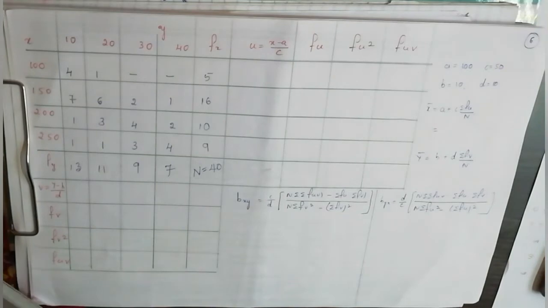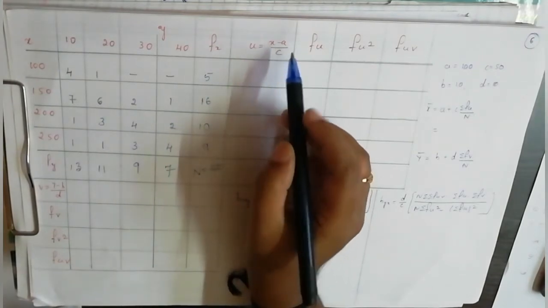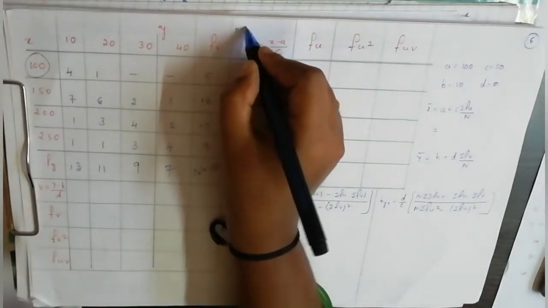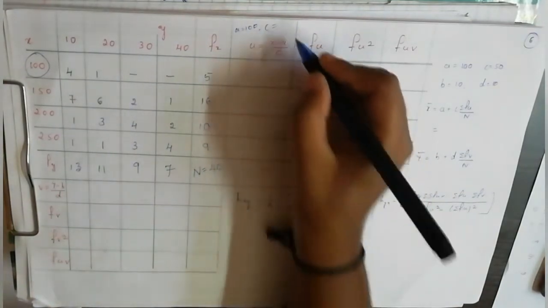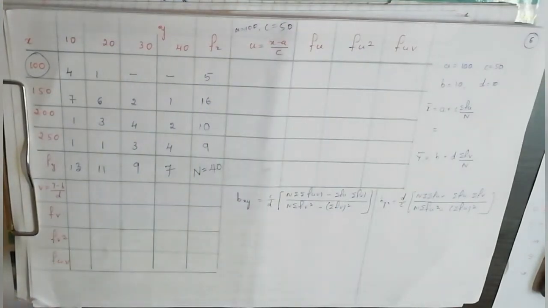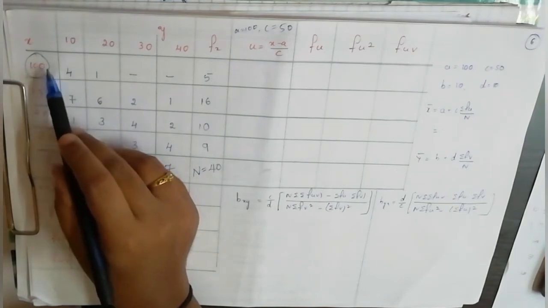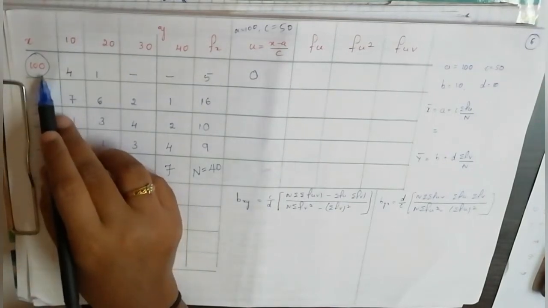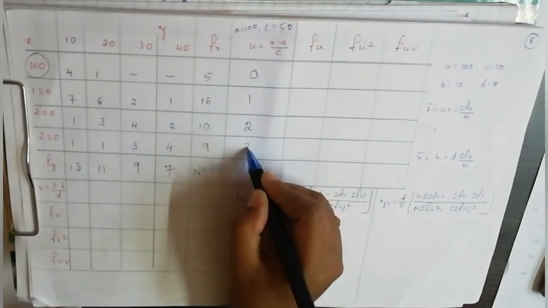So now we'll find u, that is u is equal to x minus a by c. Okay, so I will take a as the first value of x, that is 100. And what about the width, students? Here the width is 50. So c is equal to 50. So now we'll find the u value. So first x value is 100 and a is also 100. So 100 minus 100 is 0. 0 by 50 is also 0. So 150 minus 100 is 50. 50 by 50 is 1. Similarly, we'll get 2, 3.